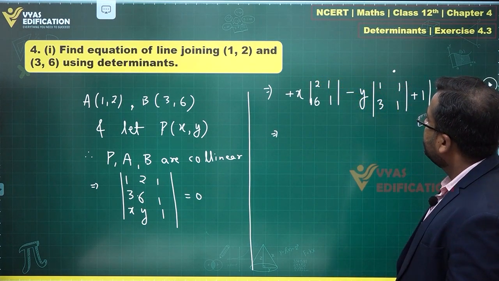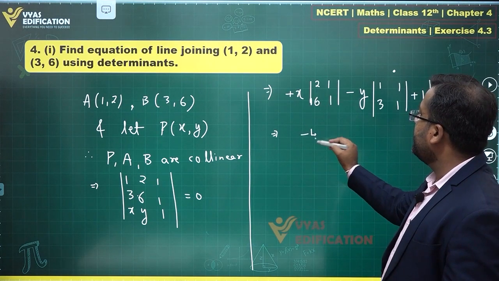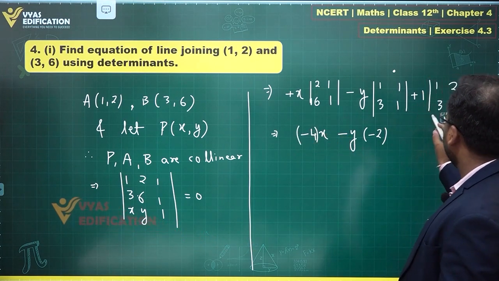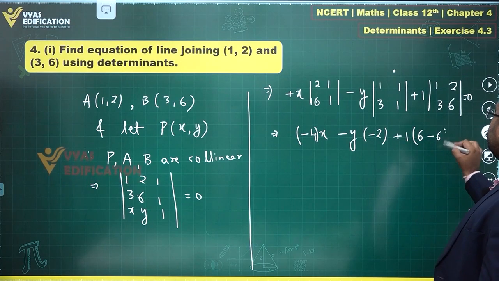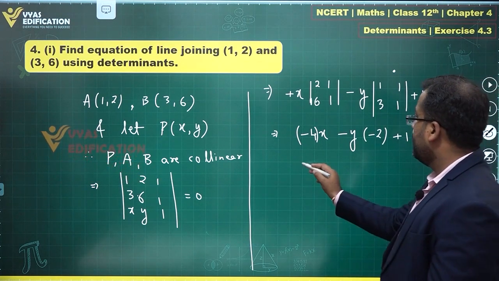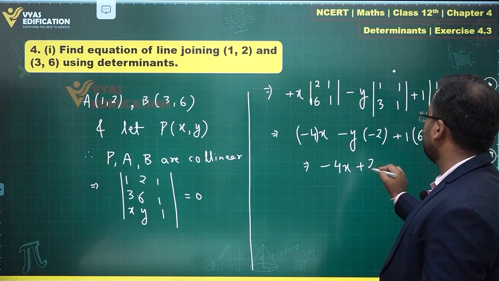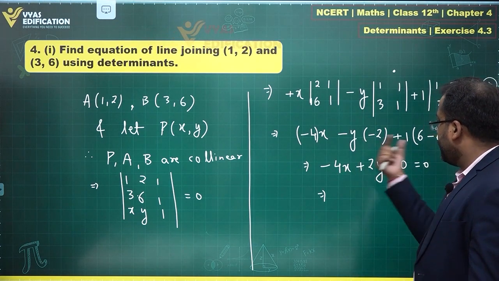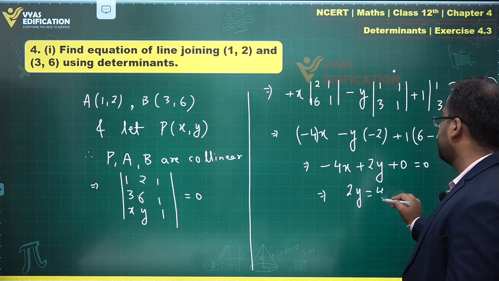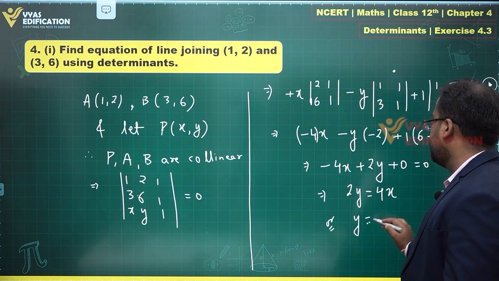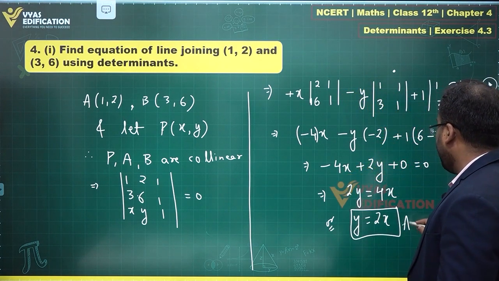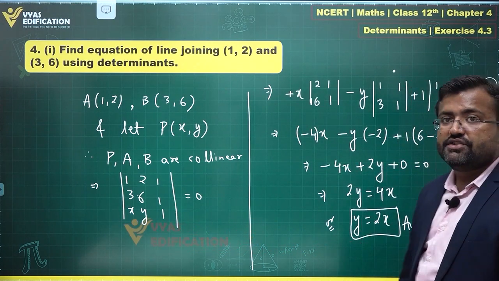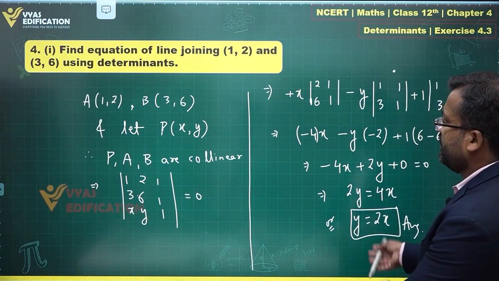That will give me the final equation very easily. What is that equal to? Let's observe: this is 2 minus 6, which is minus 4x. Then you have minus y times (1 minus 3), which is minus 2. And plus 1 times (6 minus 6) equals 0. What does that give me? This is minus 4x plus 2y plus 0 equals 0. Or you can say that 4x will go that side: 2y equals 4x, or y equals 2x is the required equation of the line joining these 2 points (1, 2) and (3, 6). This is the line y equals 2x. Is that all? Yes, that's all.